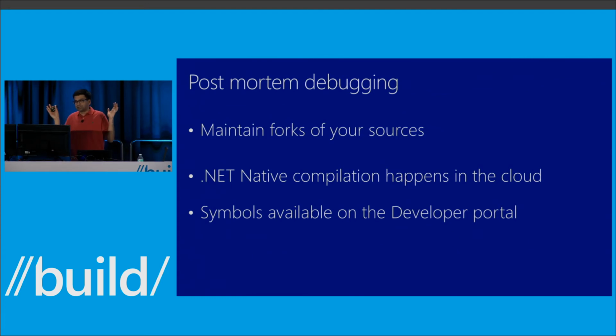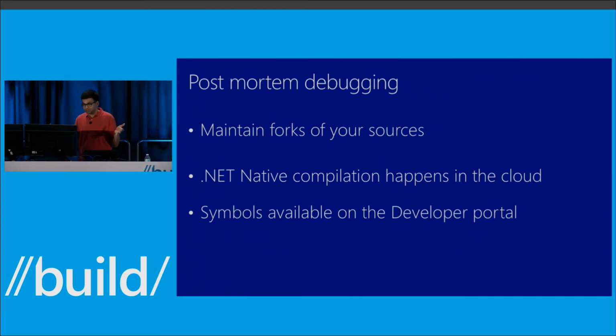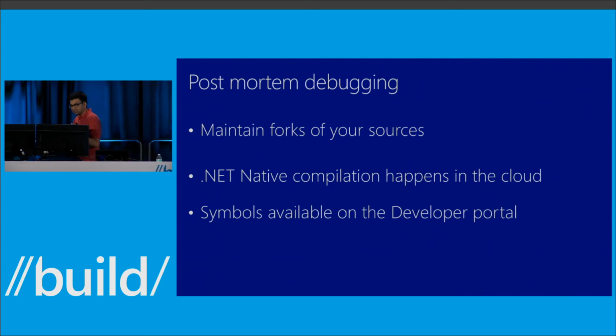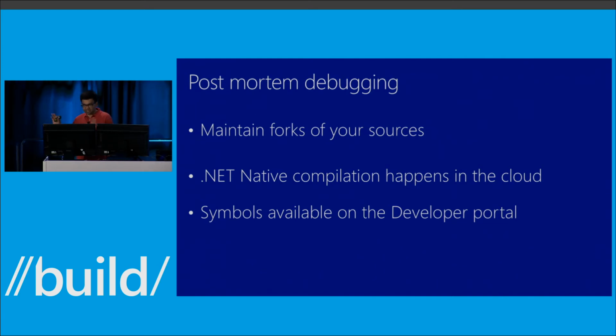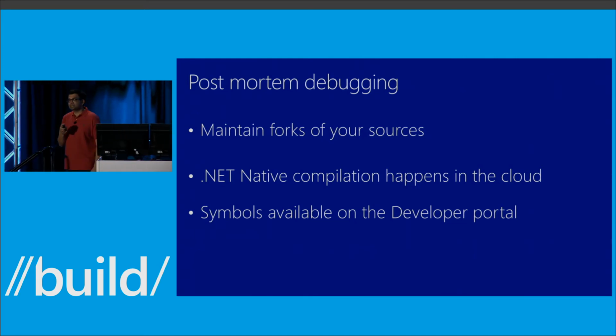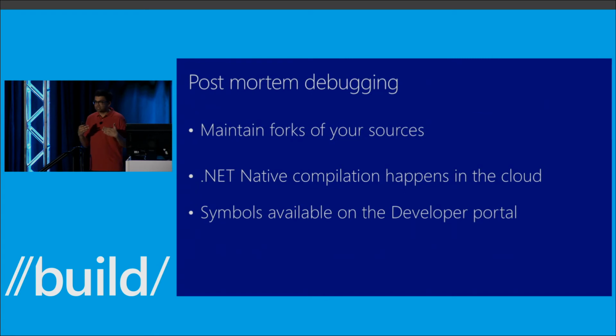The best practices, of course, apply. Maintain forks of your source code, right? Independent of .NET Native, you really need to maintain a matching PDB and source code combination. So keep that in mind. That doesn't really change. We are working with the store team to make the PDBs available to you. So you'll be able to go to the developer portal and download the PDBs. And that's the way you would debug the application. So you would load the PDBs that you downloaded from the store, and then a fork of your source code, and using the two, you should be able to debug, or at least get a call stack from the customer application.